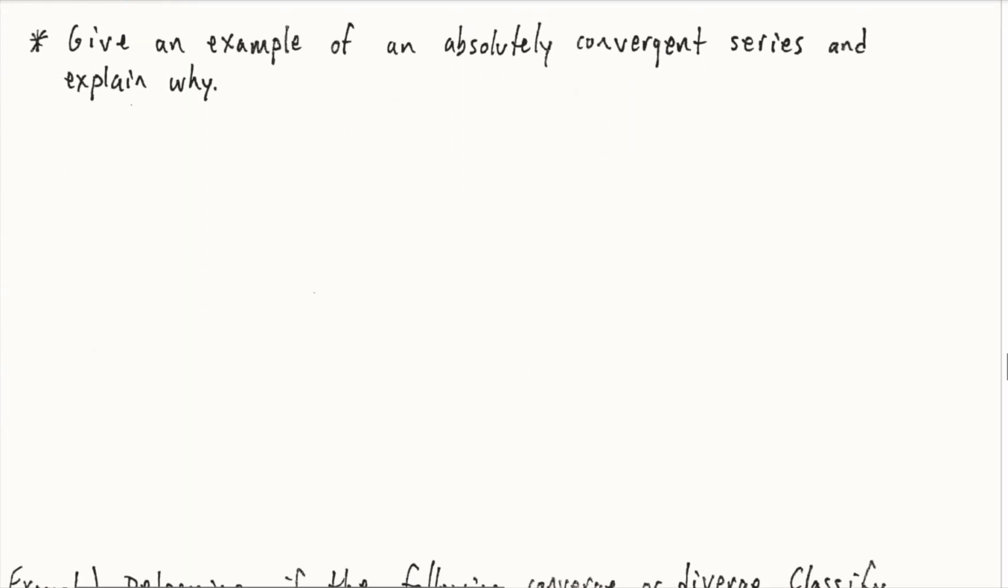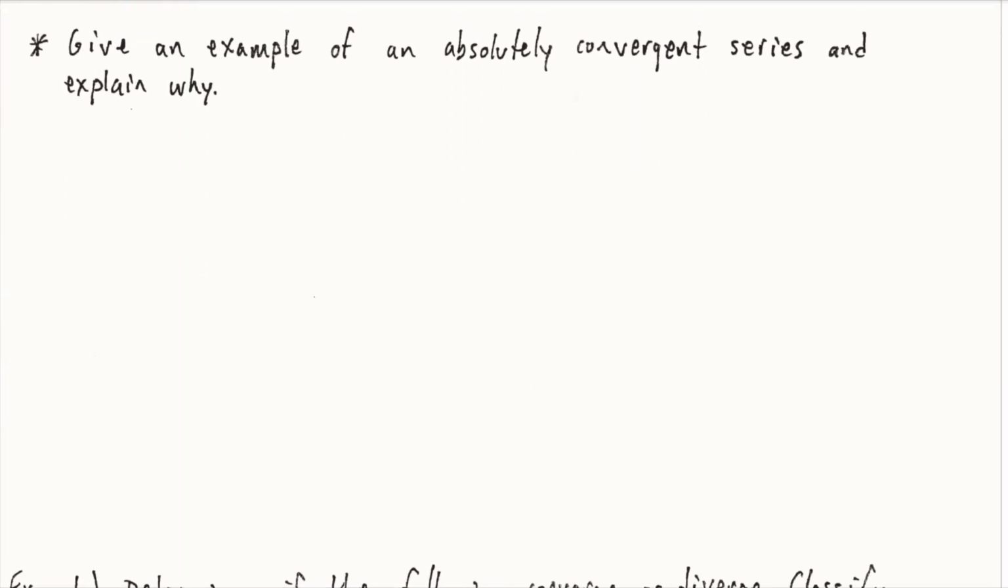All right, what about an absolutely convergent series? There's plenty of those too. So for example, let's say we had the sum from 1 to infinity of (-1)^n over n squared. So this converges.